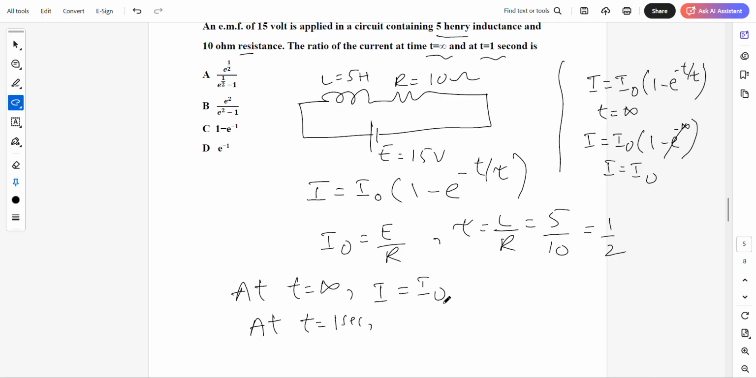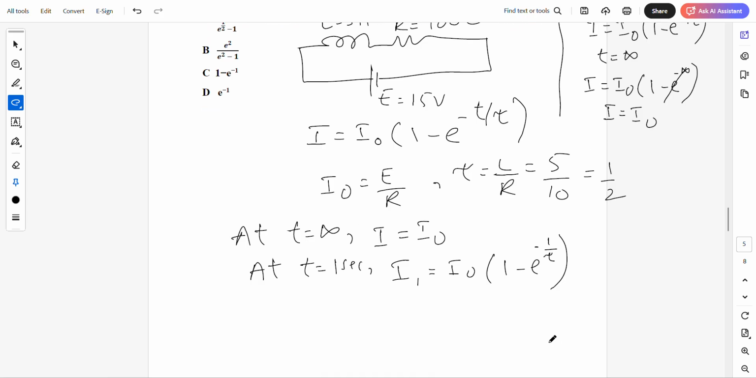What happened? At t is equal to 1 second, I1 will be equal to what? I can write I1 is equal to I naught into 1 minus e to the power of minus 1 by tau. I am writing at t is equal to infinity, I is equal to I naught.